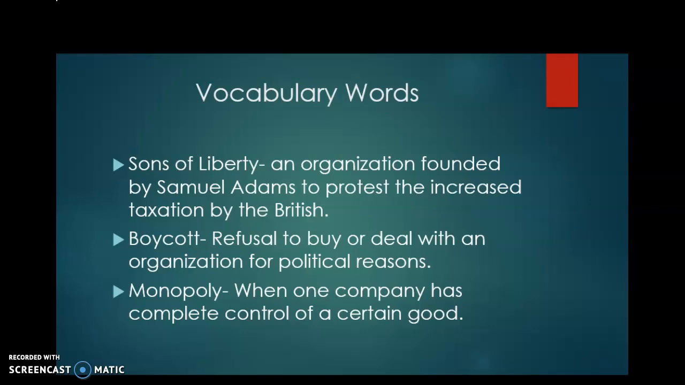And then we have the term monopoly. We should all be familiar with Monopoly from the board game. And this is when one company has complete control over a certain good. Think about the game Monopoly, where you're trying to get control of all the property.